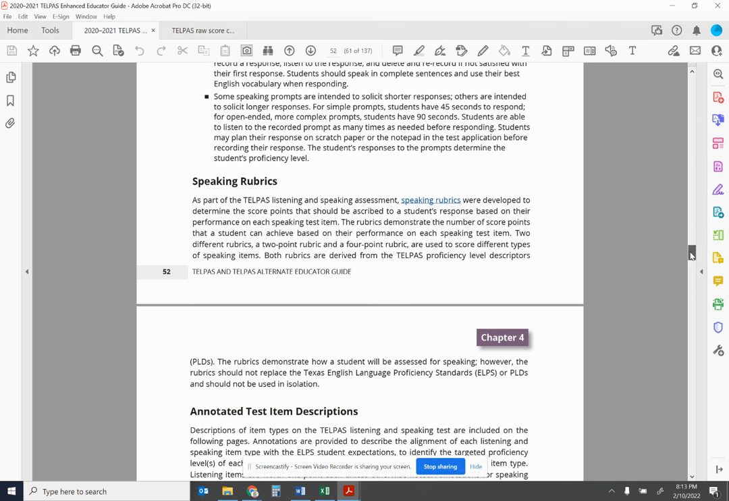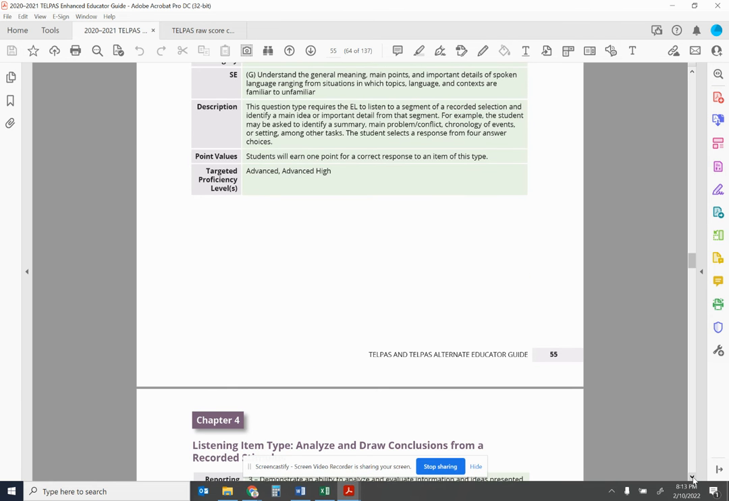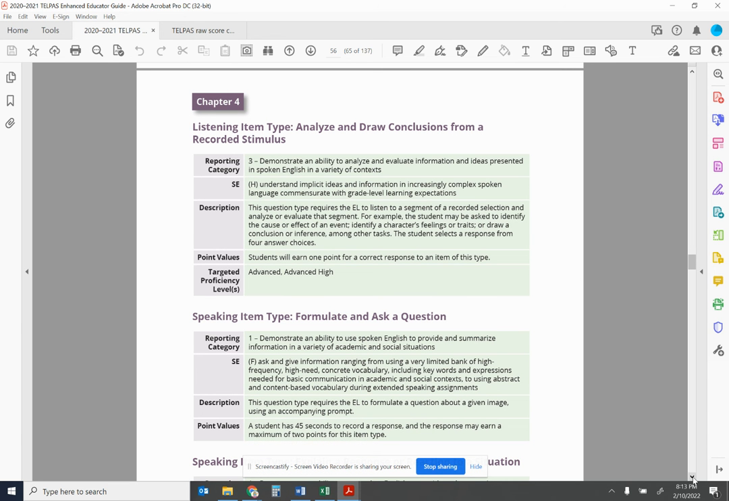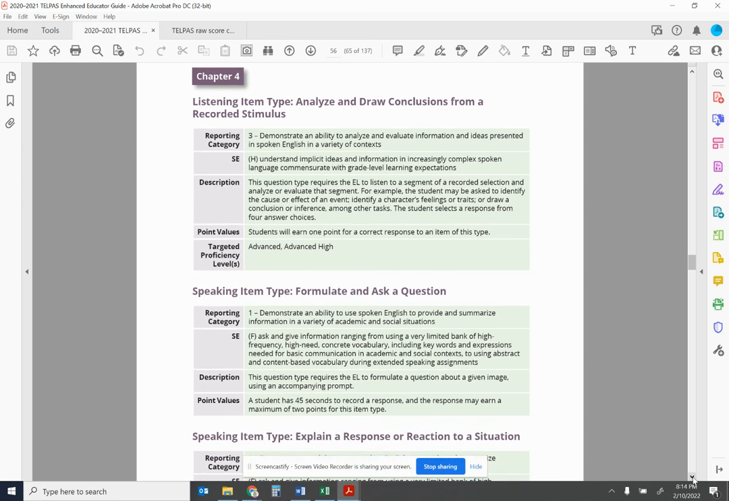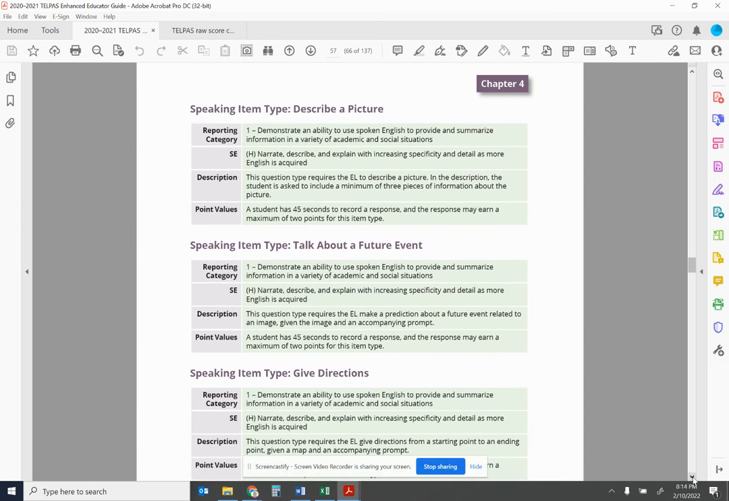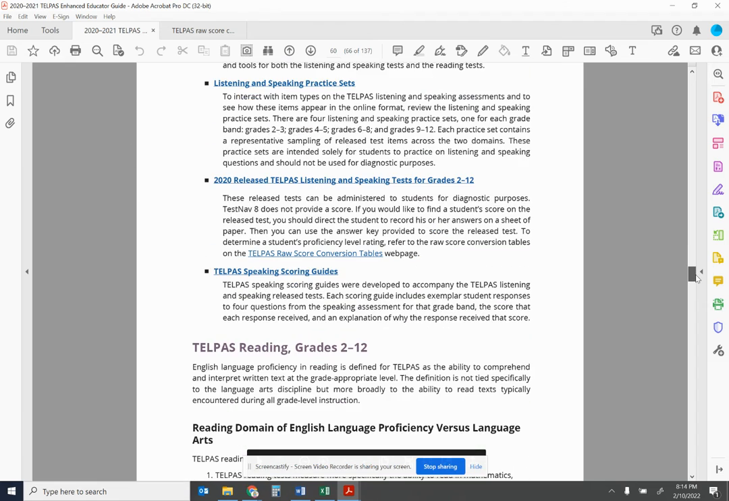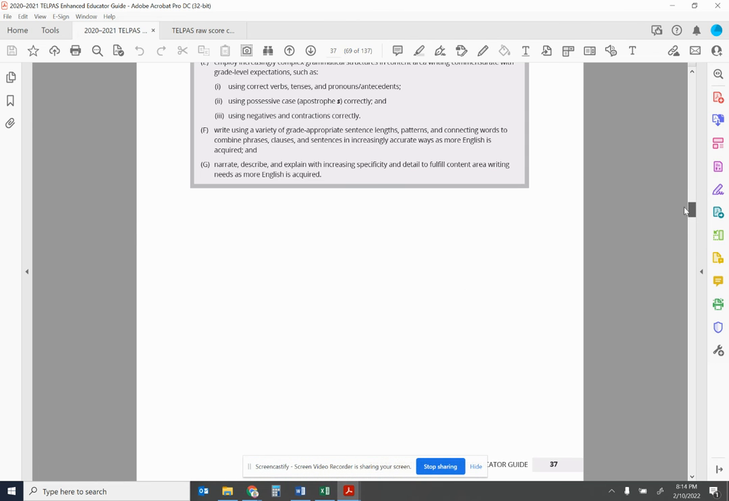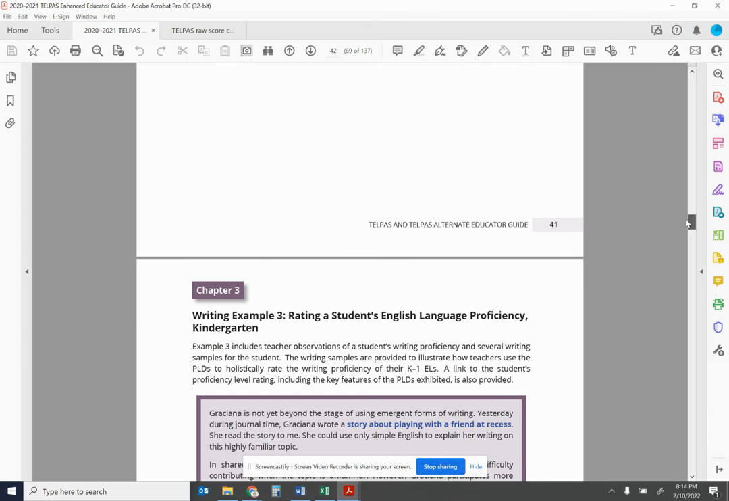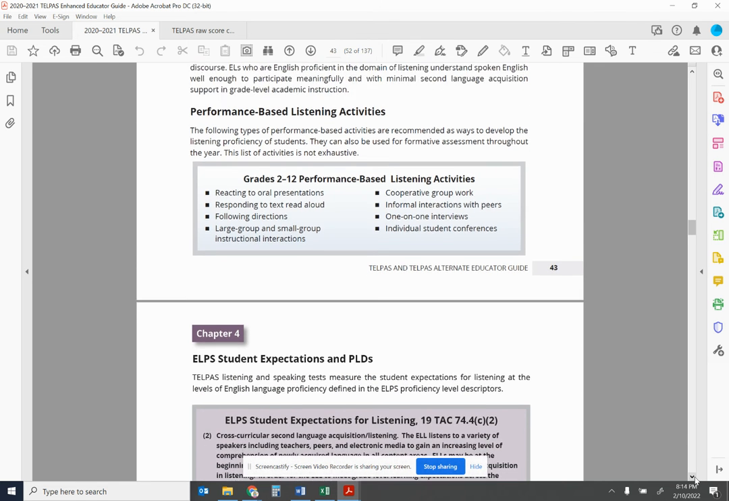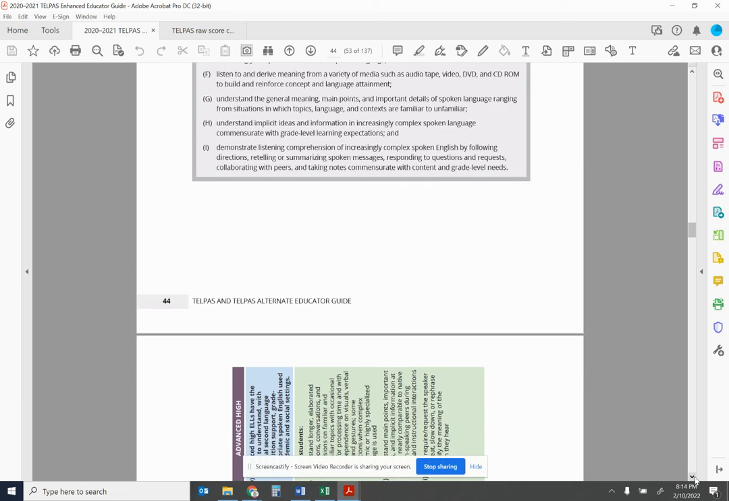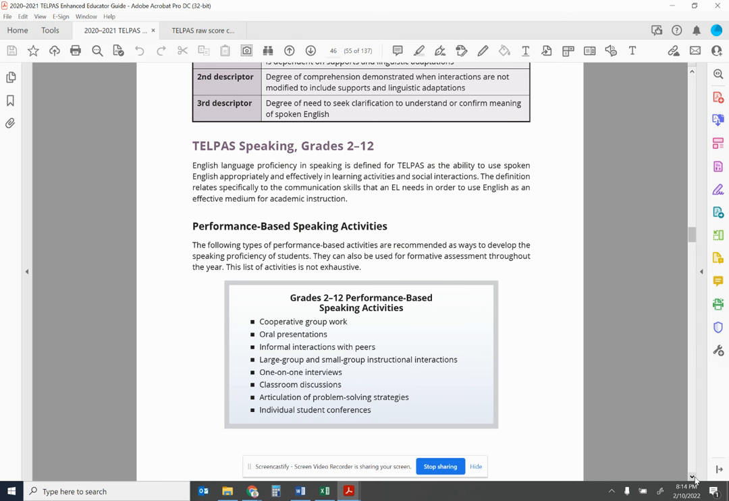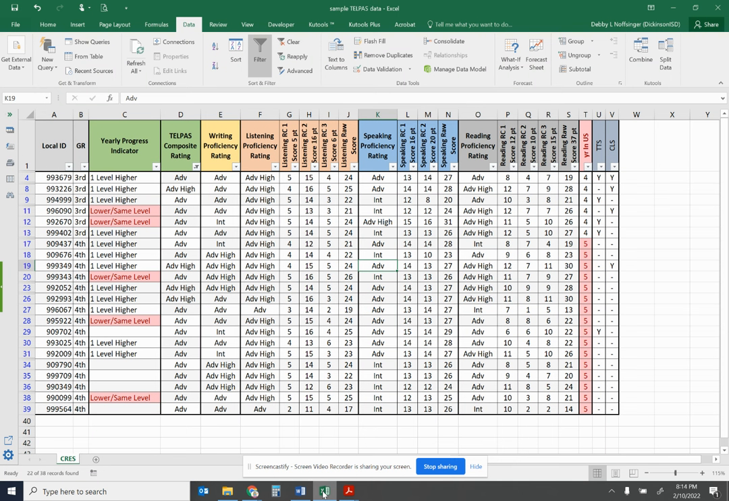Okay. So you'll get the manual, and in the manual, there is so much information. And we have a tendency to not dive deeply into the information in the manual. It talks about the reporting category, the SE, the description, the point values, and the targeted proficiency levels. It gives you so much information. It tells you where you find your tutorials. And I know I'm making you dizzy by scrolling through this quickly. You saw that page that I actually took out for you to be able to see. Here are your PLDs, your speaking, and some of the activities that come with the speaking. So it's really important that we look at this information, that we know what we're looking for.